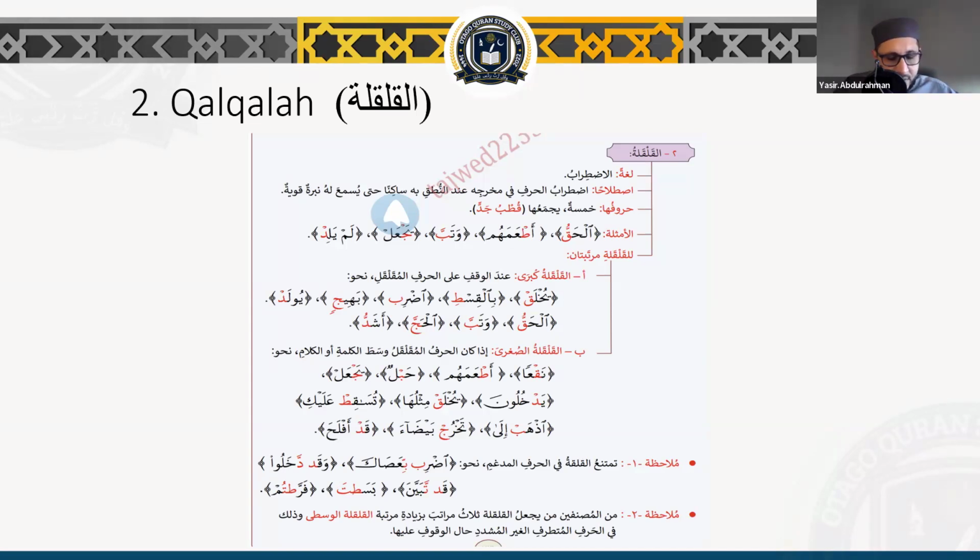The other one is stretching its sound and prolonging it excessively. As in the same examples, some people make it قُلْ هُوَ اللَّهُ أَحَدٌ, like this, make it too long. Allahu samad, like this. We have to be conservative, just normal. Don't overdo it and don't underdo it.